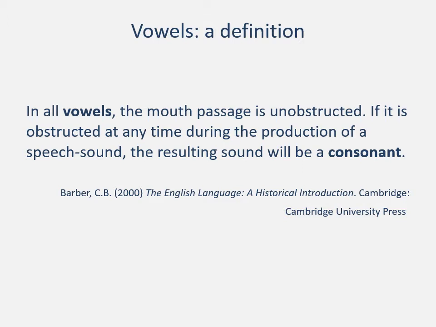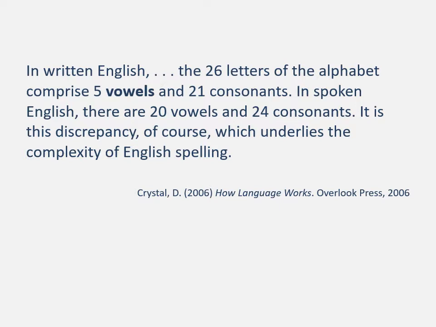We'll go on a bit later to explore this idea, but just to start with, if you make the sound ah, you will feel your mouth is open and the air flow is unobstructed. But if you make the sound b, your lips come together and they block the airflow. So that's a consonant.